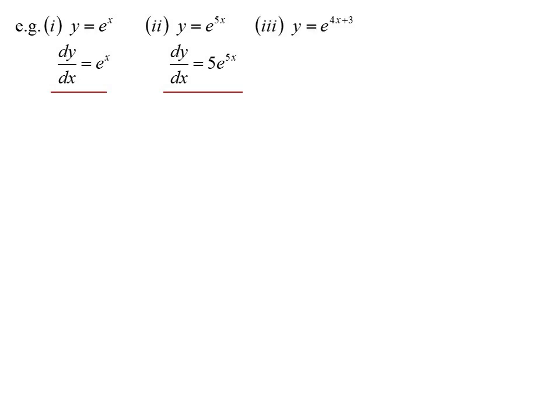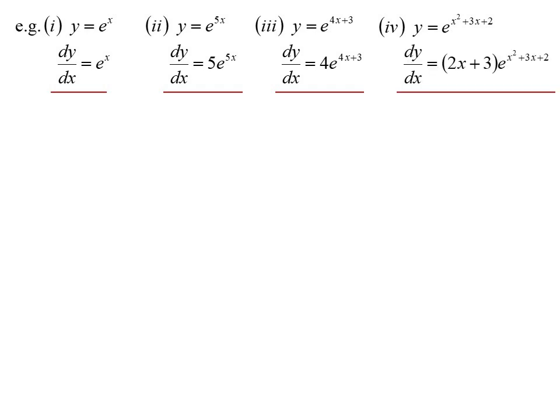Some examples. Let's start with the world's easiest question. If you ever get this one, you just say, well, thanks very much, nothing to do. y equals e to the x. Well, the derivative is e to the x. But if it's y equals e to the 5x, we differentiate that power, but we don't change the power. So it's 5e to the 5x. y equals e to the 4x plus 3, differentiate the power, 4e to the 4x plus 3. Doesn't have to be a linear function. Power is quadratic, differentiate the quadratic. 2x plus 3, e to the x squared plus 3x plus 2.